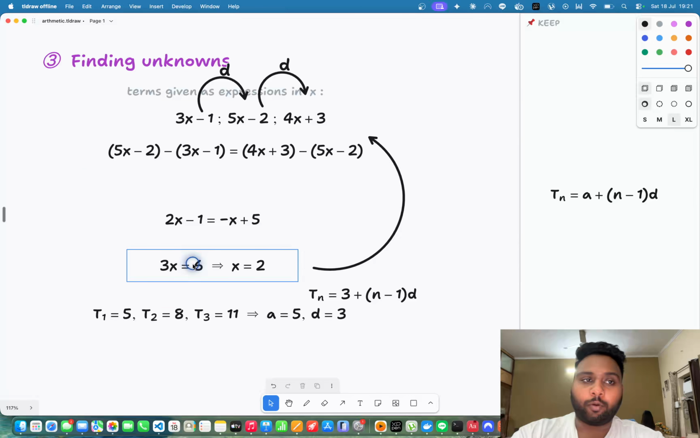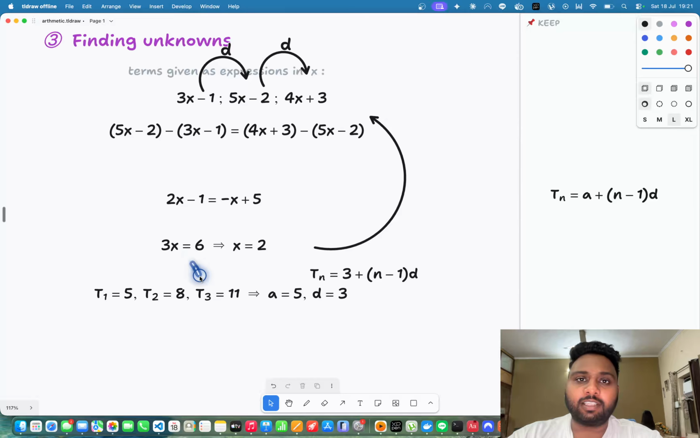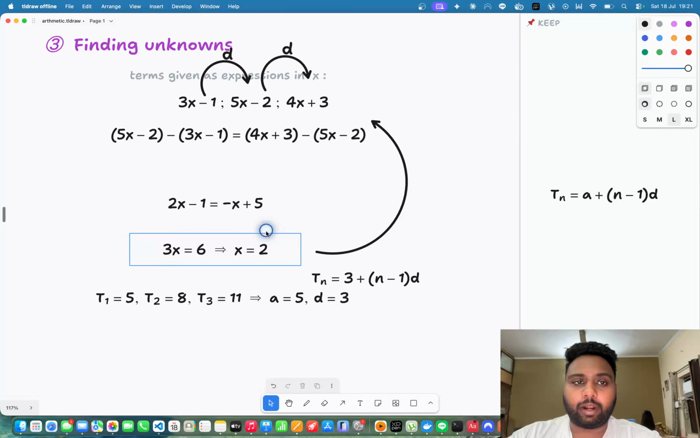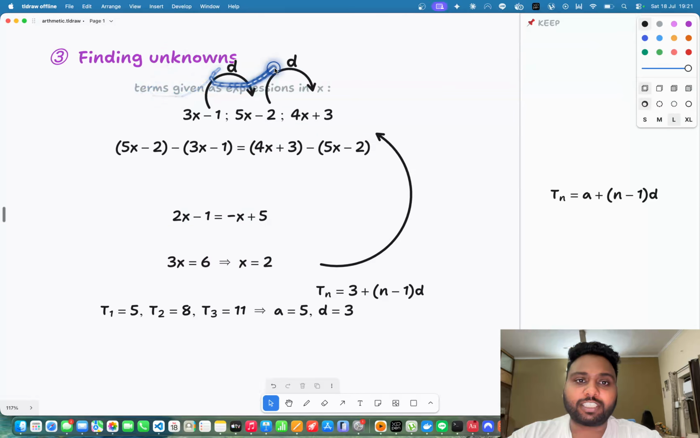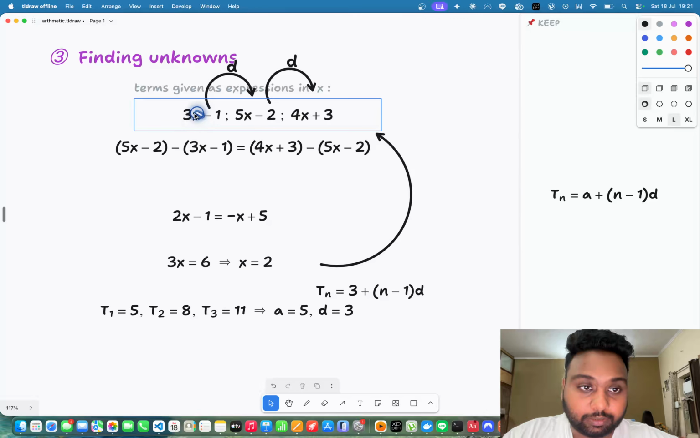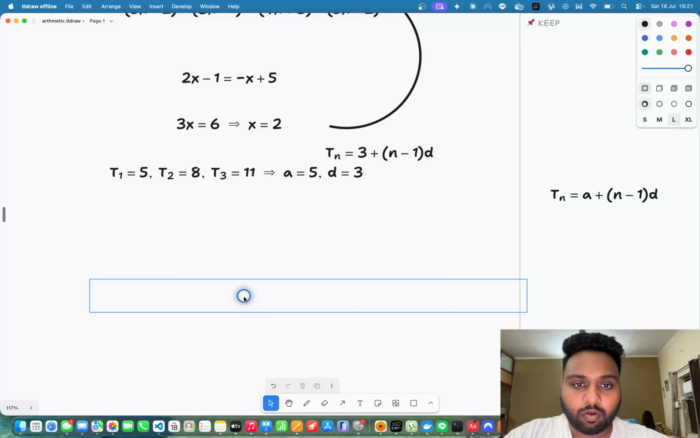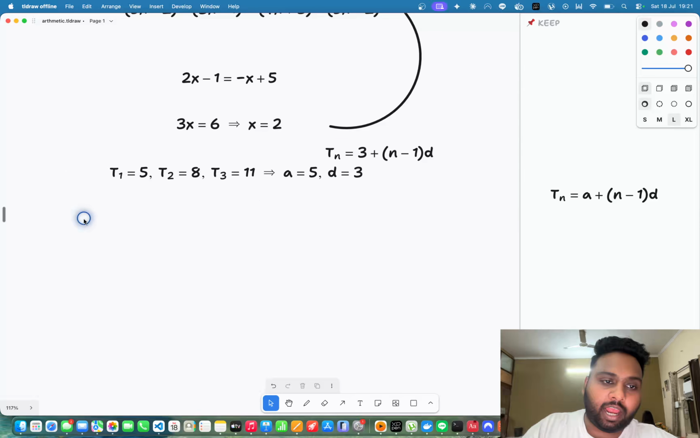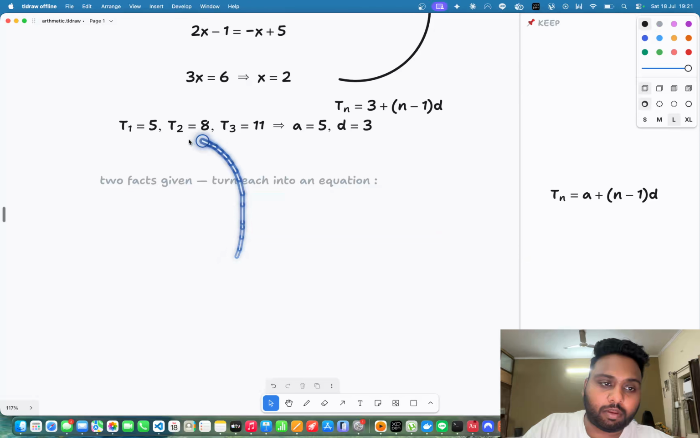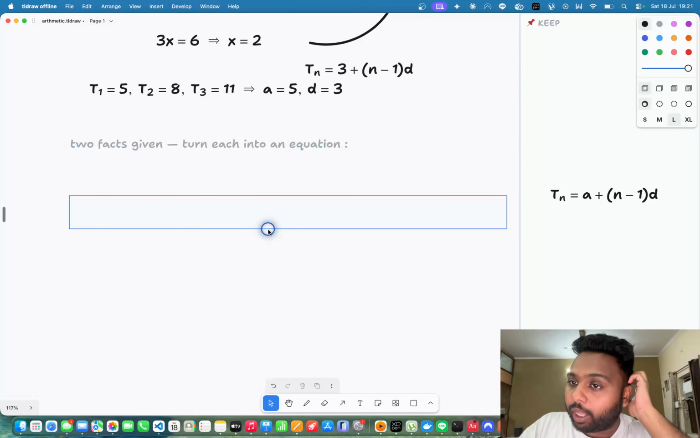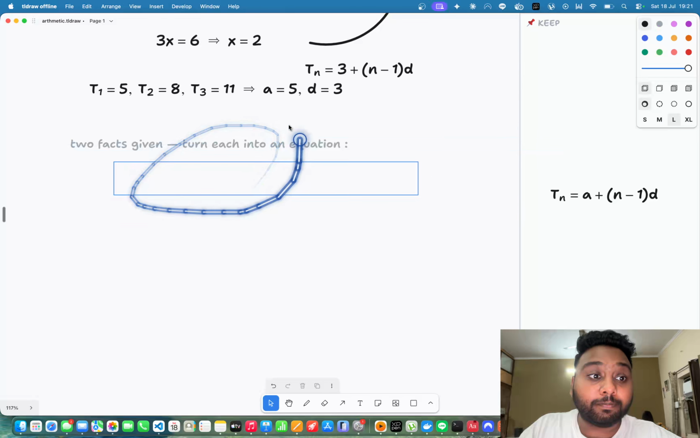Okay, so now we are going to deal with the next type of questions that we might see in the exam. The first type was where all the terms of the sequence were given to us as expressions of x. So each term was given to us as an expression of x. Now we go ahead and see another type of question. This is also a very common type of question that might be asked.